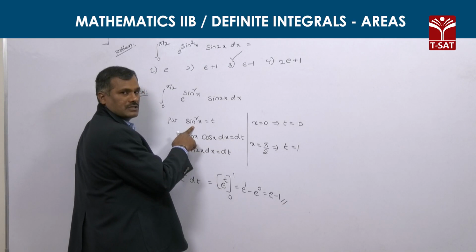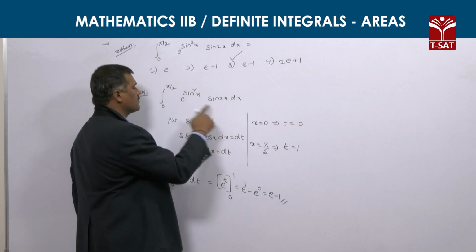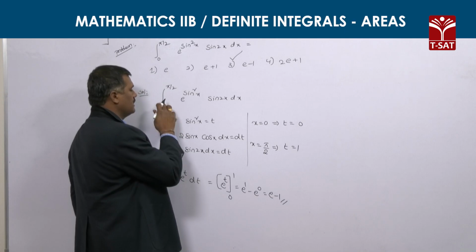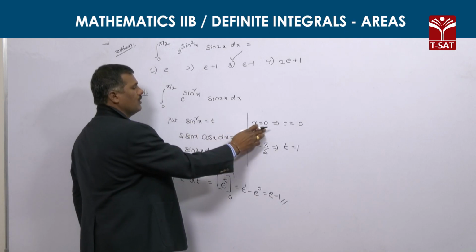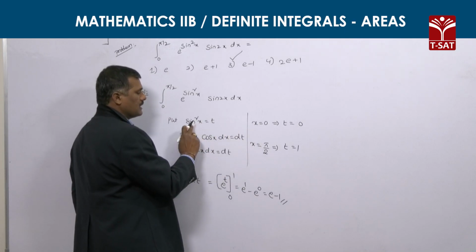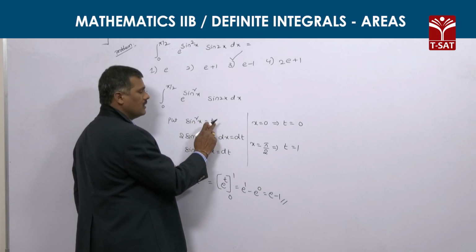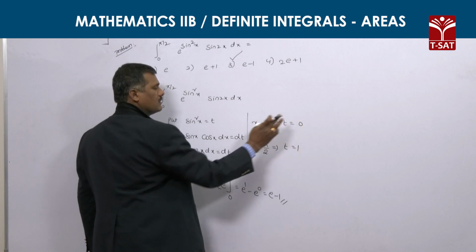Once we do the substitution, the limits also change automatically. x is equal to lower limit 0, then substitute in the variable, put sin square x is equal to t, lower limit sin 0 is 0, is equal to t, therefore t is equal to 0.